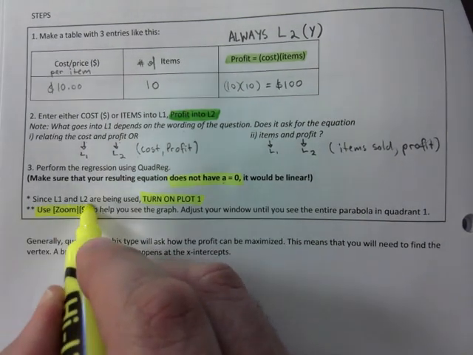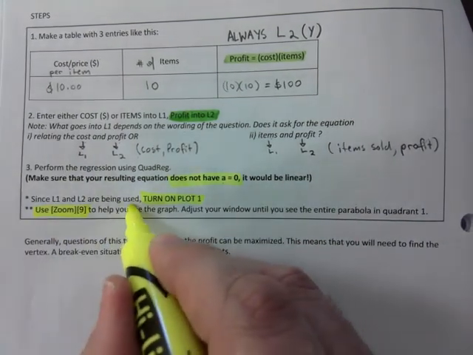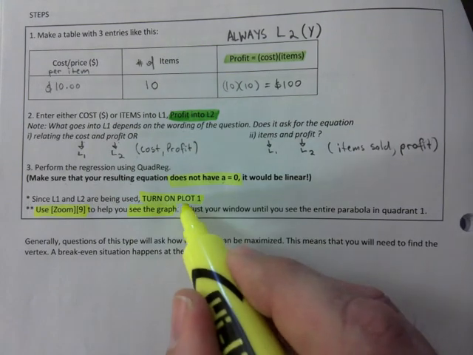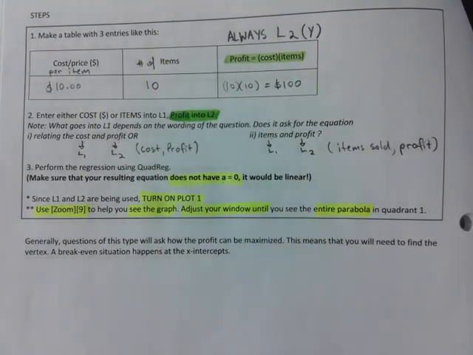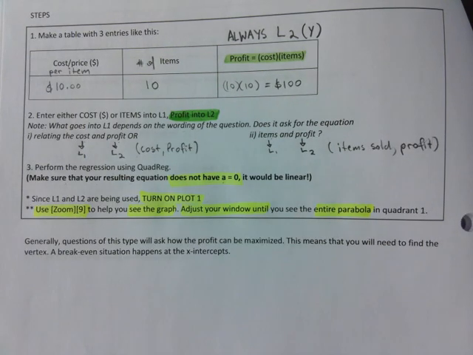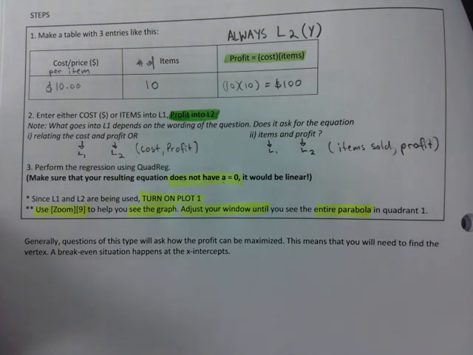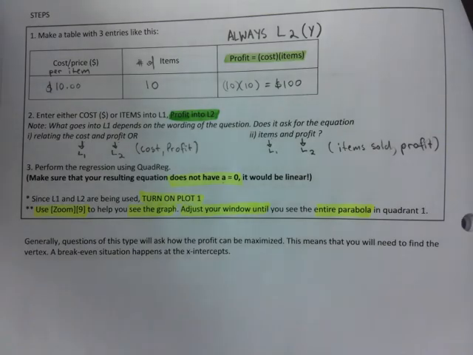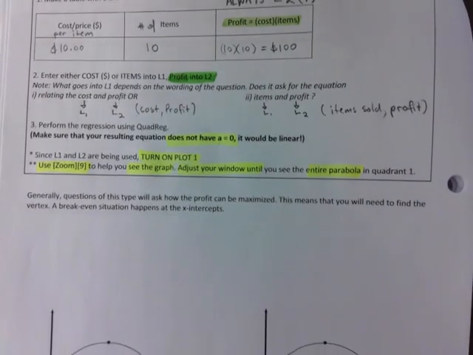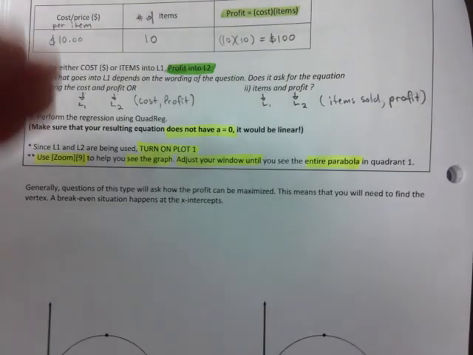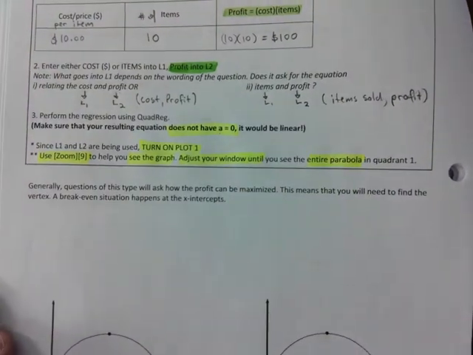We use Zoom 9 to see the graph, but we need to adjust your window until you see the entire parabola, right? And obviously in quadrant 1. So don't think that Zoom 9 is going to solve your problem. It's just going to get you so that you see the parabola. Okay. Next. So these are the 3 steps in general that you will go through.